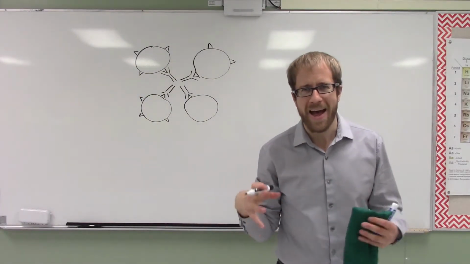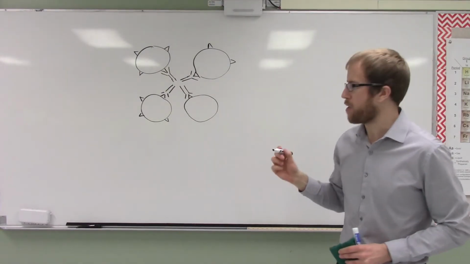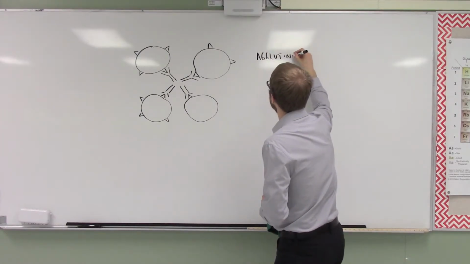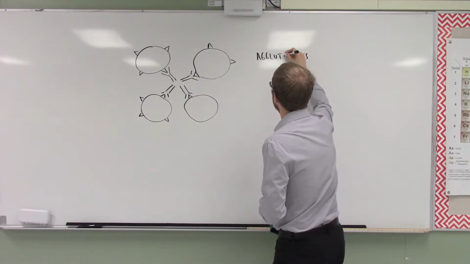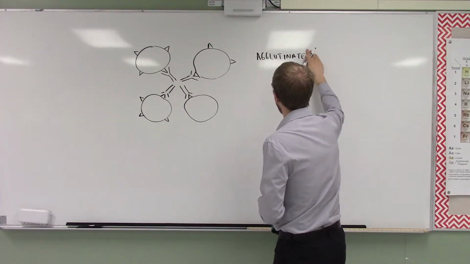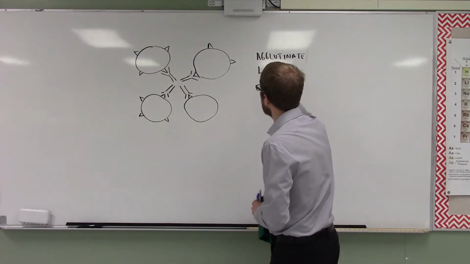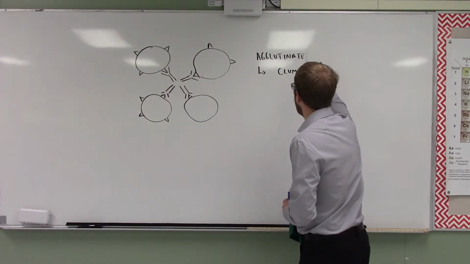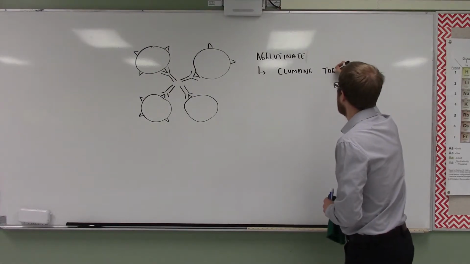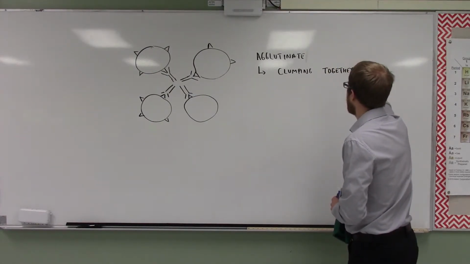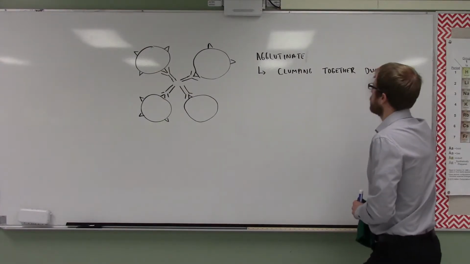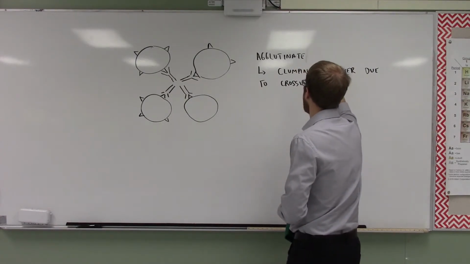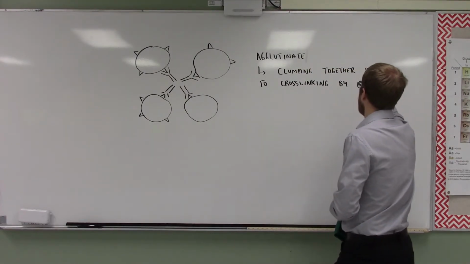Now, why would this be bad if it got injected into your body? Think about it. Why would it be bad if your blood agglutinates within your blood vessels? Why would that be bad? Because agglutination is the clumping together due to cross-linking by antibodies.